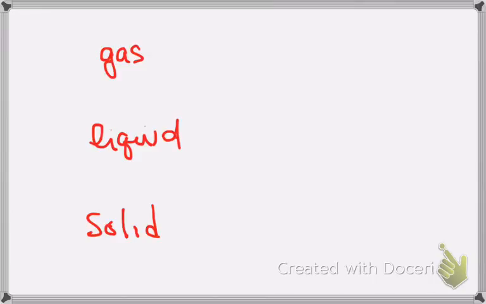So let's say you have a solid and you want to make it into a liquid. That means you're going to go like that, right? What do we call it when we go solid to liquid? Common term. Melting. Melting, yeah. Call it melting, right? I'm melting.